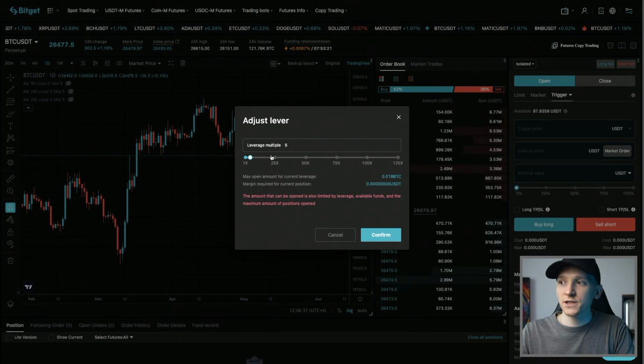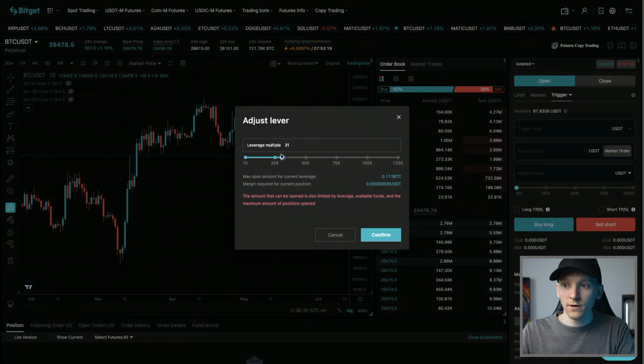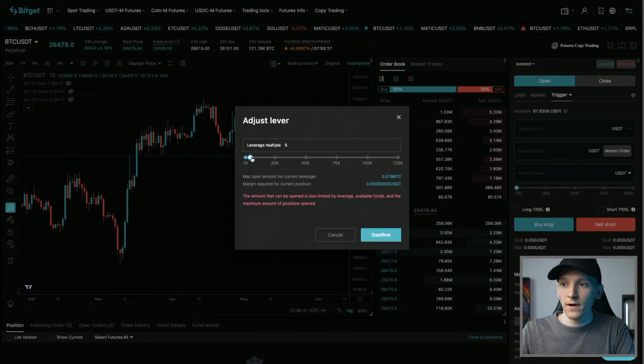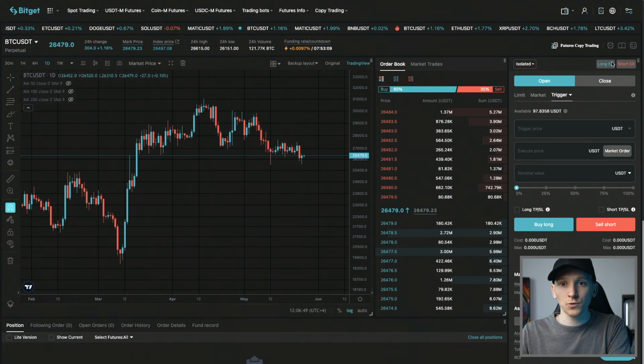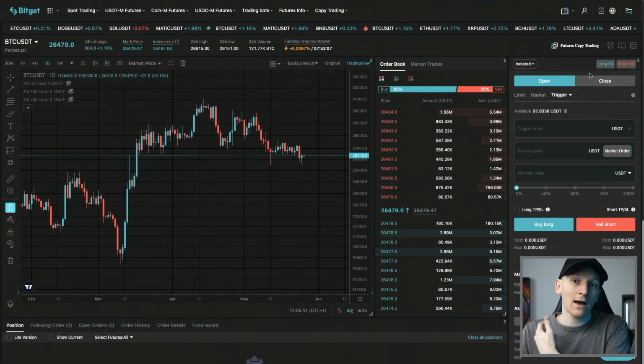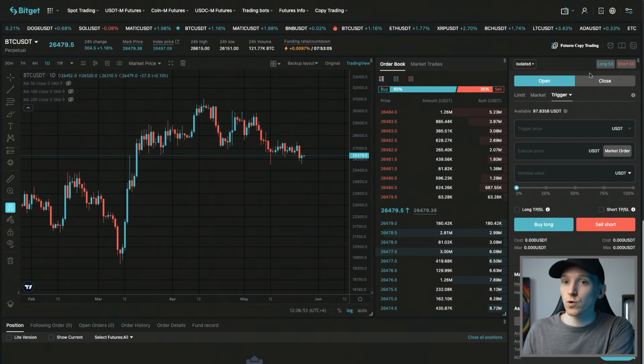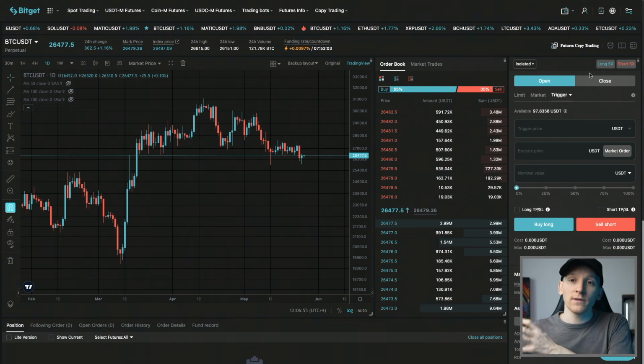So you can change that to whatever you want, as you can see right here. Let's just put it on 5, and then confirm that. And you can change the default leverage that you take per position, for long positions and short positions.